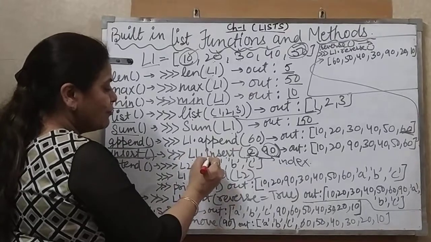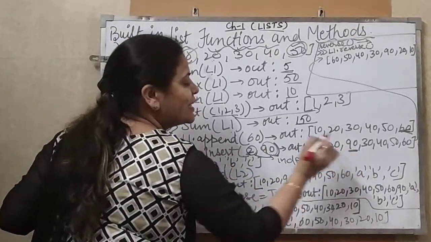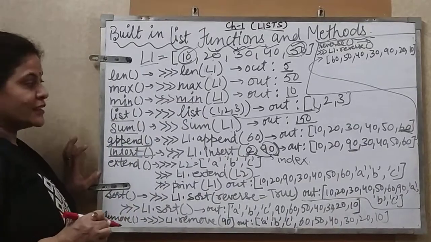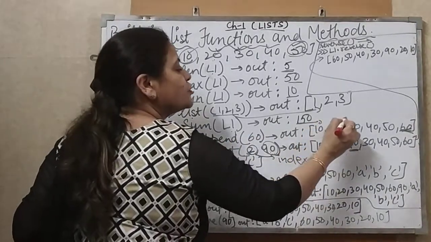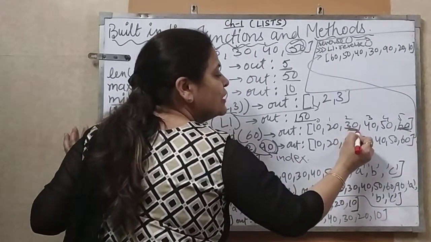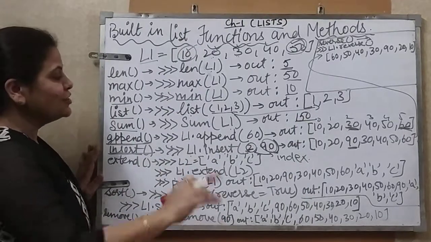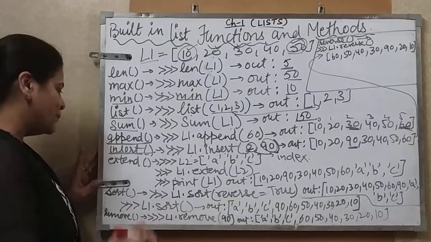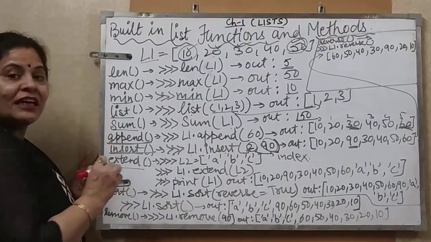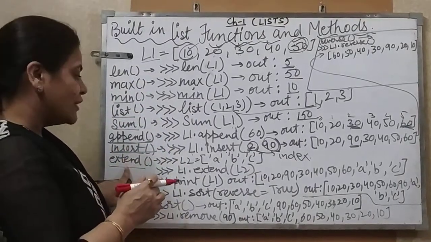So if I write L1 dot insert 2, 90, it will add 90 on the second position of my list because this is the 0th position, this is first, second, third, fourth and fifth. So this is the second position. It will shift the existing element from the second position onto the third position and on the second position it will place the value 90.